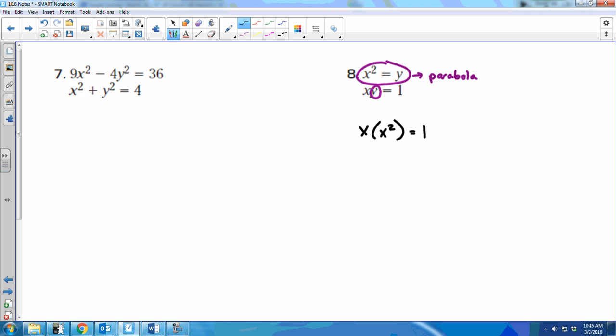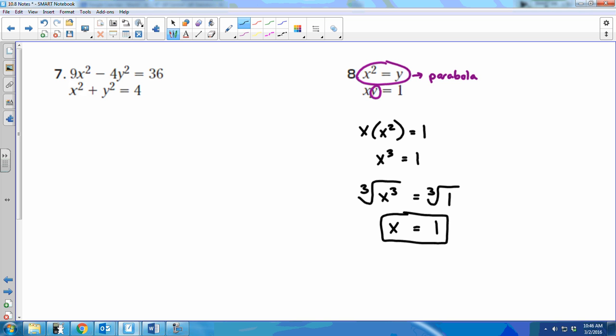So what's x times x squared? x cubed. And how do I solve x cubed? Take the cube root. If you take the cube root of 1, is that positive and negative 1? It's just positive 1. And so then we can put that into this other equation. y equals 1 squared, so y equals 1.